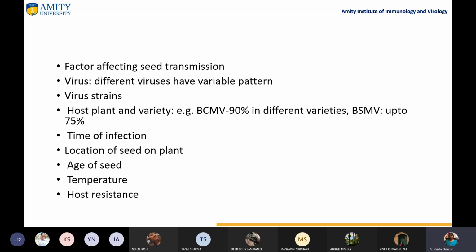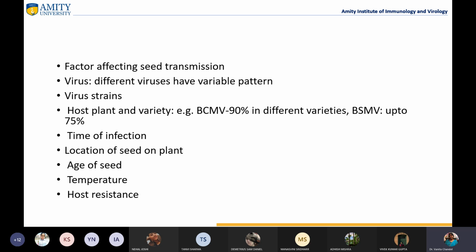Factors affecting seed transmission: it varies with the different virus strains, host plant and variety. For example, bean common mosaic virus, up to 90% in different varieties. Barley stripe mosaic virus, up to 75% only. Then the time of infection is also very important, as are the location of the seed on the plant, the age of the seed, temperature, and whether any host resistance is present. These also affect the transmission of the virus. See, host resistance is a very important factor.